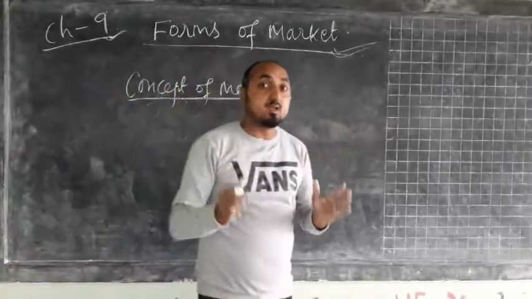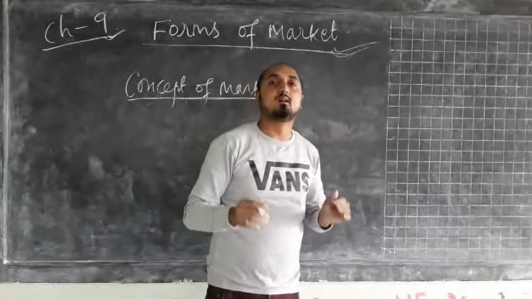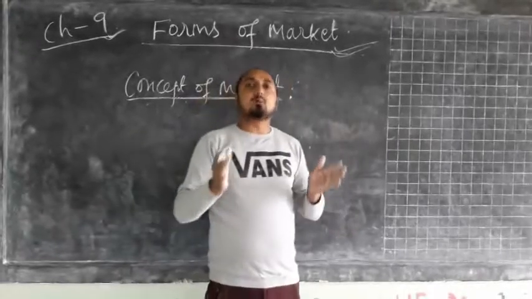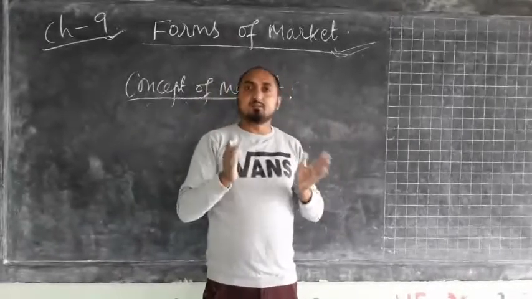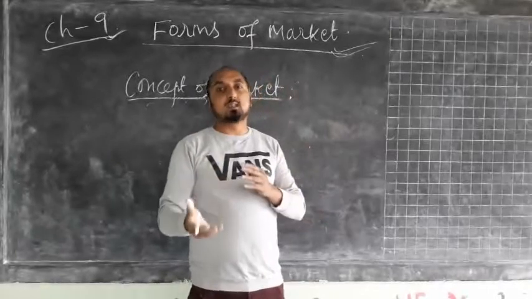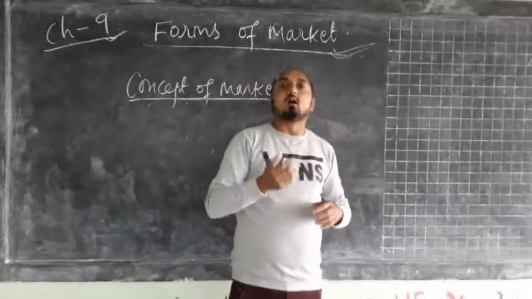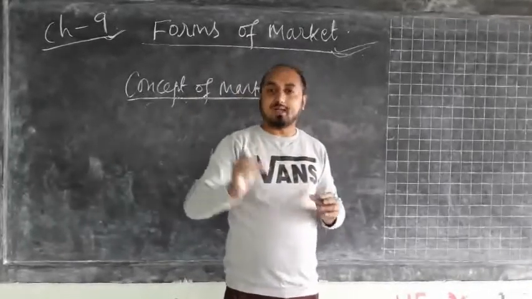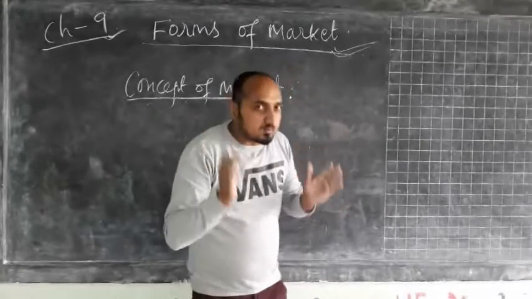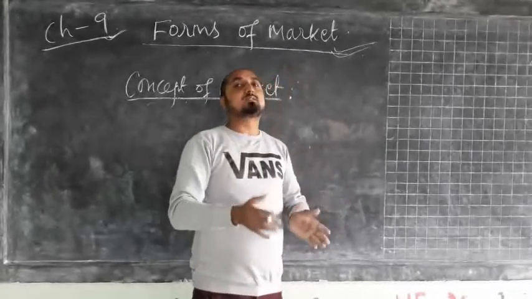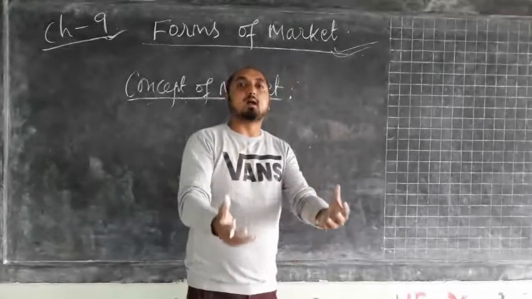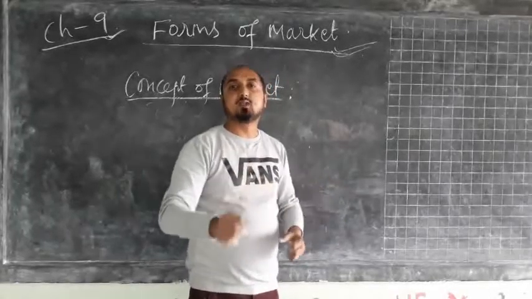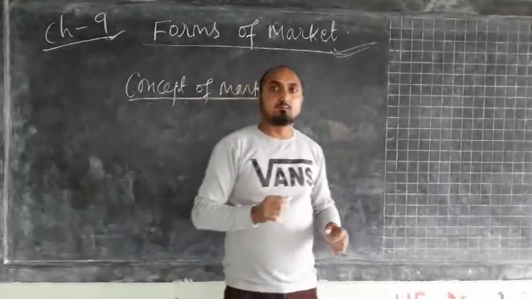Now in ordinary sense, market is a physical place where buyers and sellers meet each other and commodities are bought and sold, or the place where buyers and sellers meet each other, buyers will buy the commodity and sellers will sell their product.